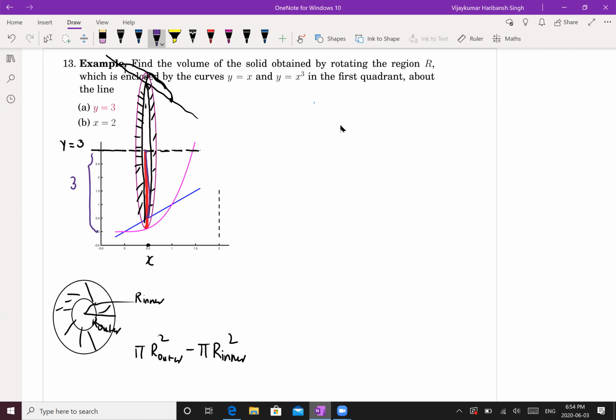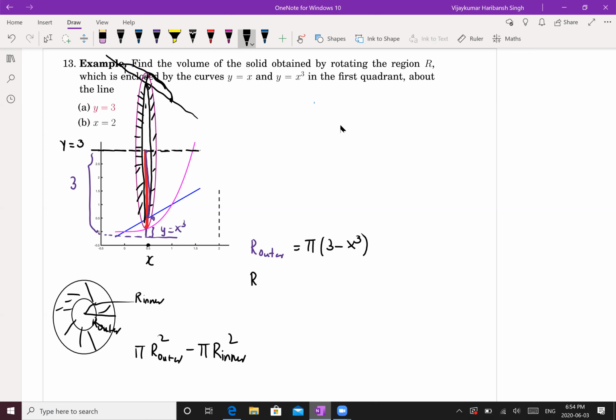So now note that this total length is 3. So what is R outer? R outer is going to be this total length 3 minus this height, right? So it is 3 minus this part. And this part is given by what? y equals x cubed. So the total length is 3 minus x cubed. So this is your R outer.